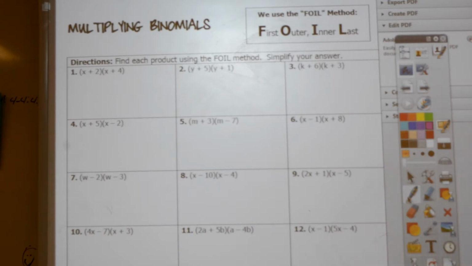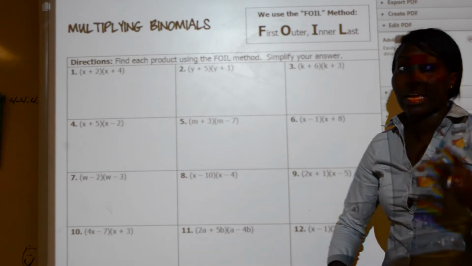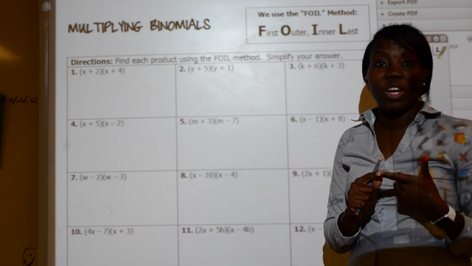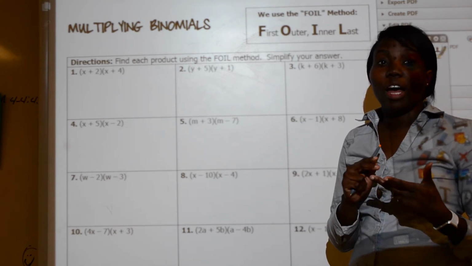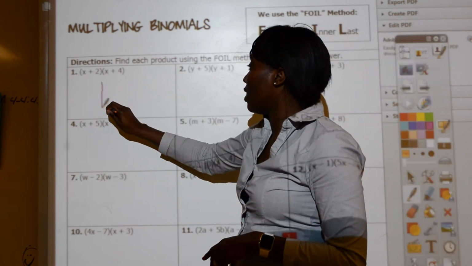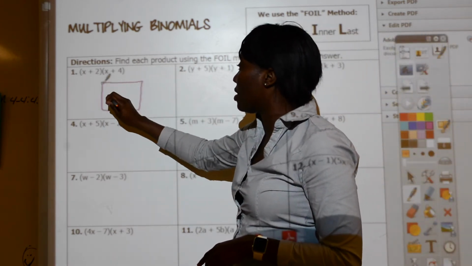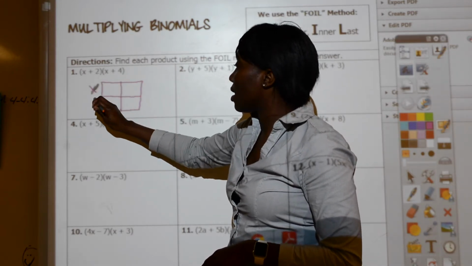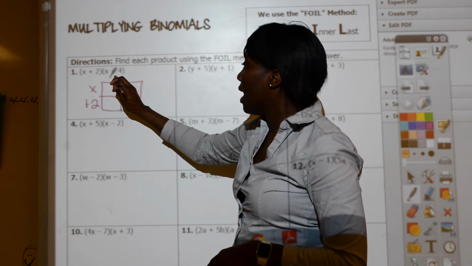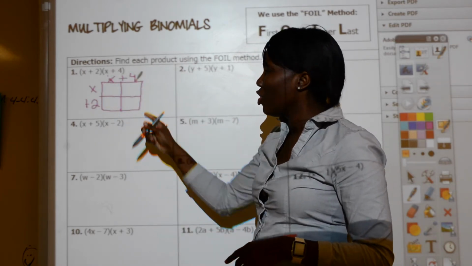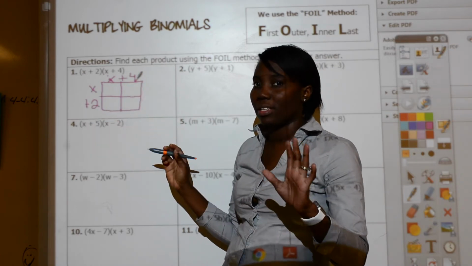Alright, so using the methods that you learned on the second page, you're going to solve these problems. One of them is the window pane method, and the other one is the FOIL method. If we use the window pane method, you draw a box, which is just like a Punnett square, something you learned in science, and you write x and plus 2 on the side, and the second binomial was x plus 4. You can write the plus 2 up here or 4 on the side, it doesn't matter which one.